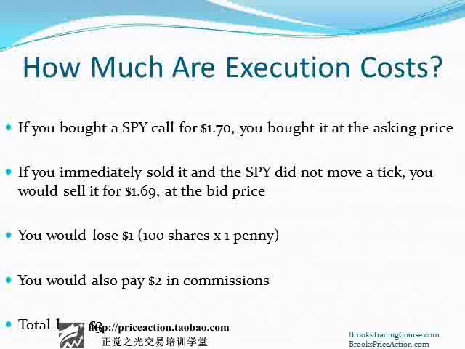And what are the execution costs? Let's say you're talking about the spider and you bought a call and paid $1.70 for it. You'd be buying it at the asking price. If you immediately turned it around and sold it, and the spider itself did not move a single tick, you'd have to sell it at the bid. Let's say it's 1.69. So you'd immediately lose $1. Okay, 1 penny spread times 100 shares. But you would also pay $1 to buy, $1 to sell in commissions. So your total loss would be $3. So even though the spider did not move a tick, it would cost you $3. And if you were trading 100 calls, that would be $300.